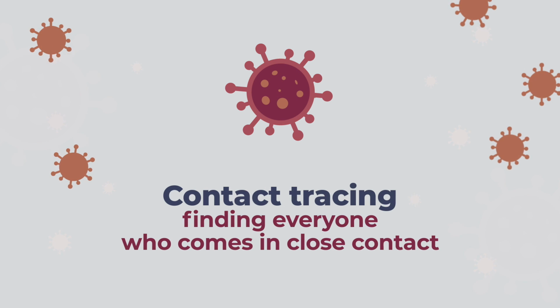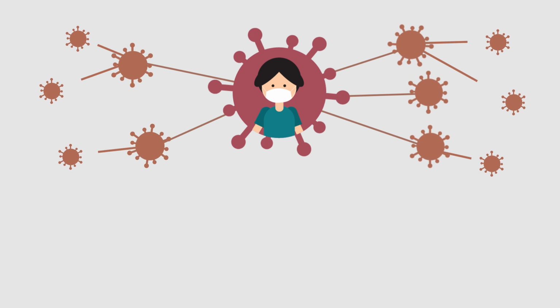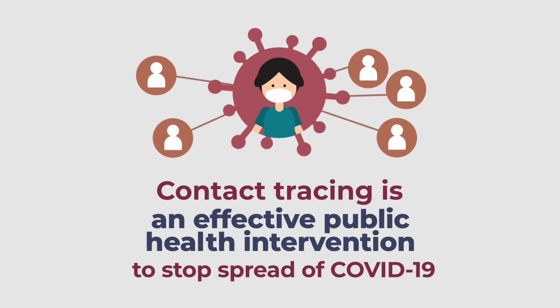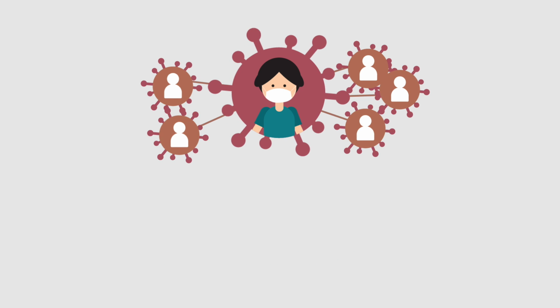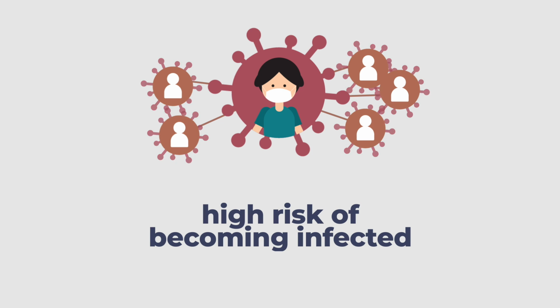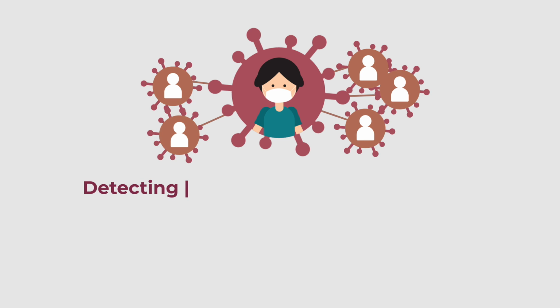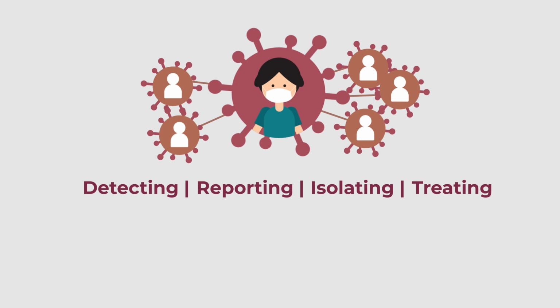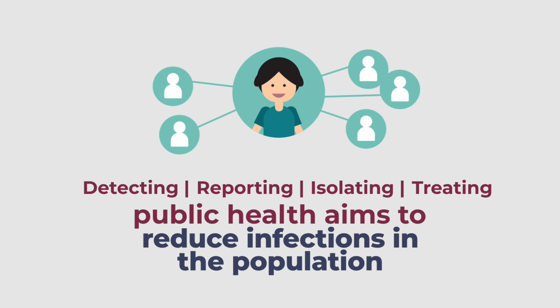Contact tracing means finding everyone who comes in close contact with a person with COVID-19. Contact tracing is an effective public health intervention to stop the spread of COVID-19. People in close contact with someone who has COVID-19 are at high risk of becoming infected themselves and of potentially further infecting others. By detecting cases and identifying close contacts, reporting them, isolating, and treating those who develop symptoms, public health aims to reduce infections in the population.